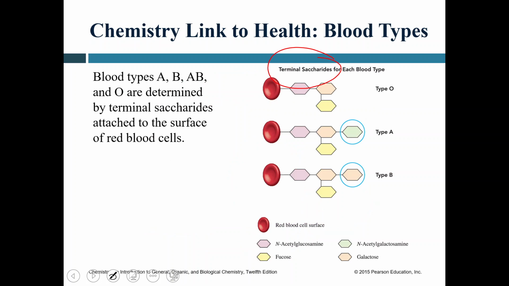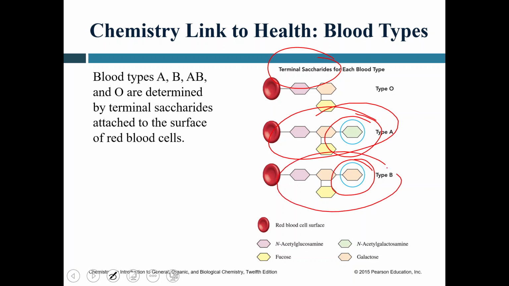If N-acetyl galactosamine is present, it is called type A. If N-acetyl glucosamine is present, it is type B. If none of them is present, it's type O. And if both of these are present in the red blood cell, it's type AB.